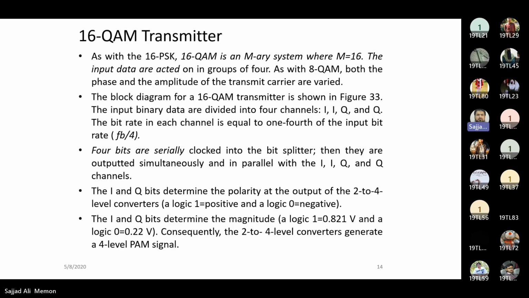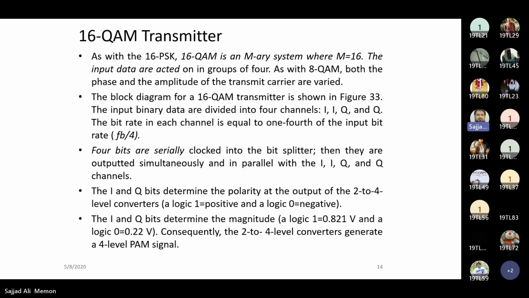Then we have the 16QAM transmitter, as with 16 PSK. 16QAM is an M-ary system where M is equal to 16. The input data are acted on in groups of 4. So we saw 16 PSK. The problem with 16 PSK was that the angle difference between the neighboring symbols was too small. So let's see whether 16QAM is robust against 16 PSK or not.